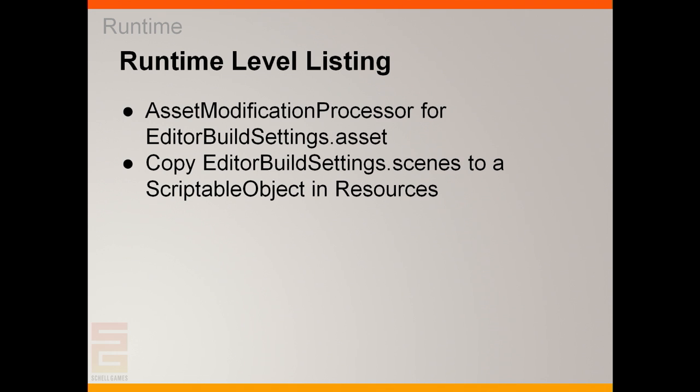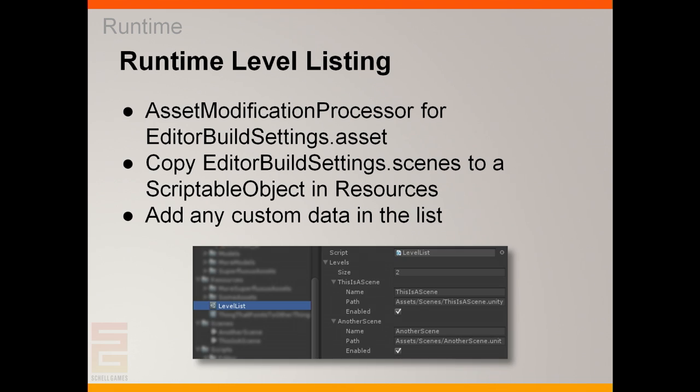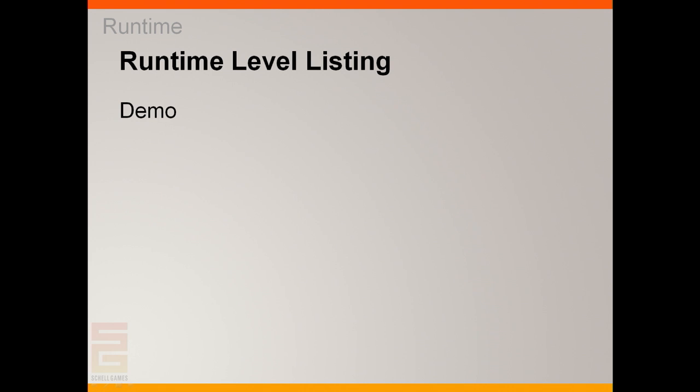So we have a redundant list that is available at runtime. It's just a scriptable object in resources that will get a copy of all of the scene data when this happens. And editor build settings.scenes gives you that list, and the message to do it is your asset modification processor. And then once you have that list, you can add any custom data you want to it. So if you want to specify that this scene has this name or anything like that, you can add that to that list once it's generated. And it will look somewhat like this, but I'm just going to jump to a demo rather than show it in here.